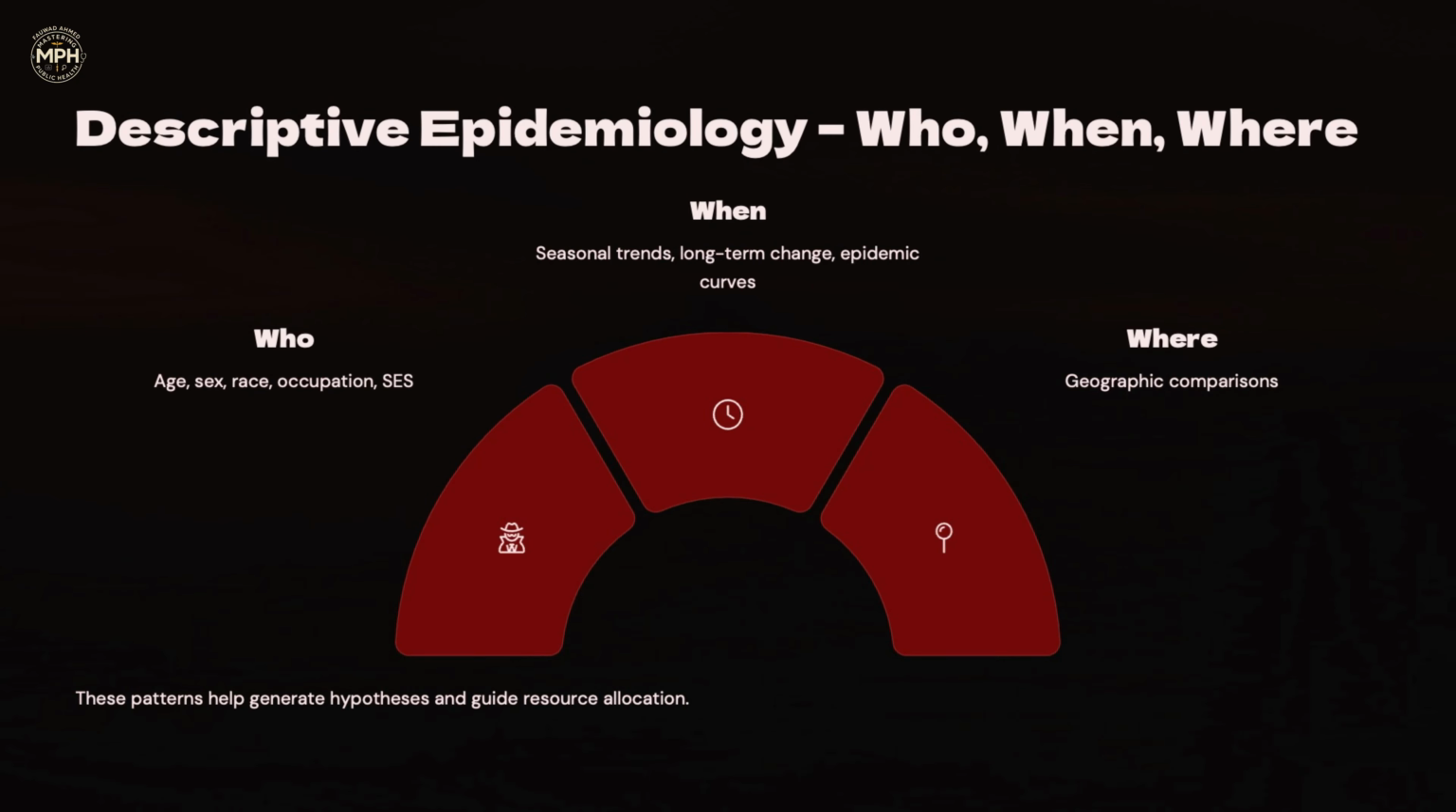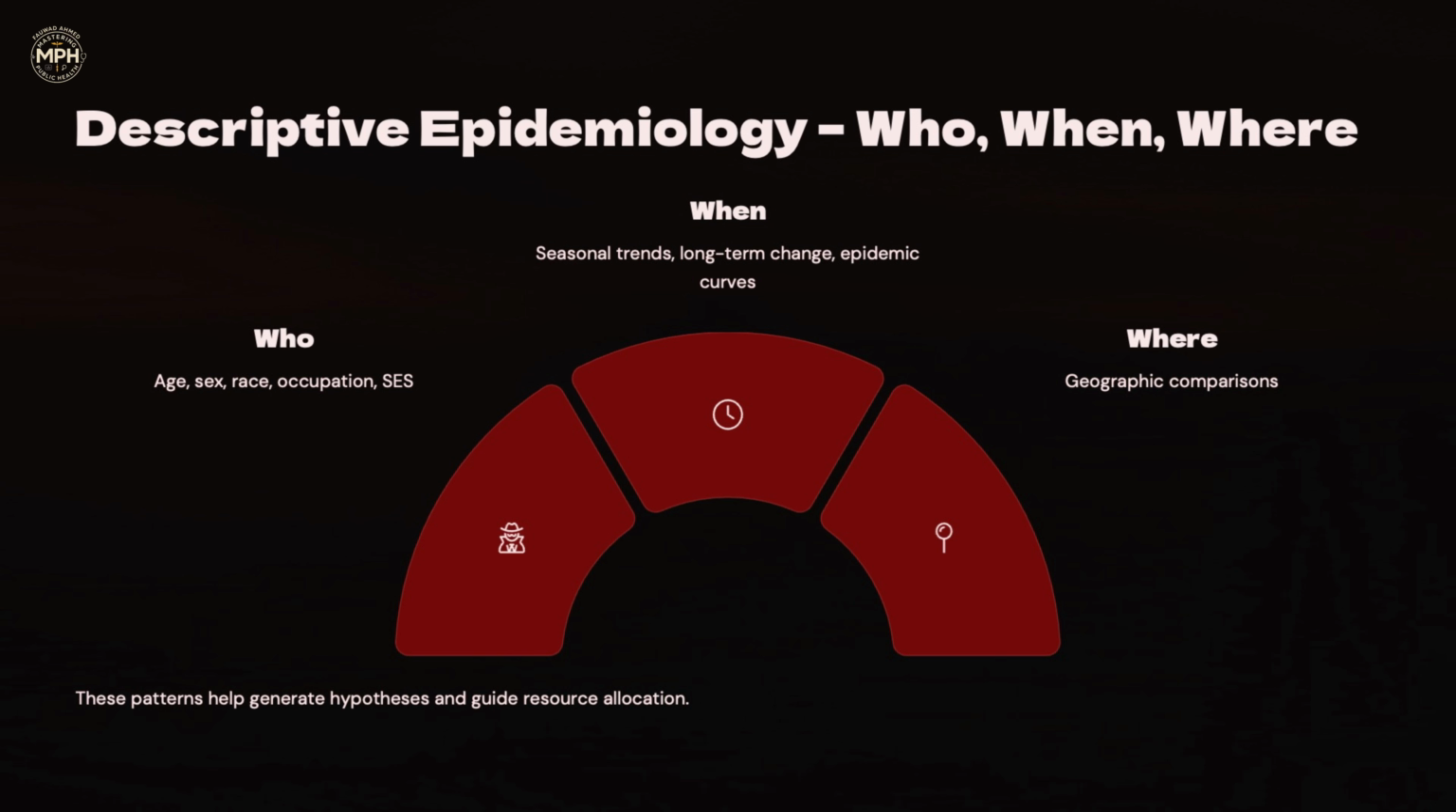Descriptive epidemiology: epidemiologists use descriptive data to understand the distribution of disease, which are the answers to the who, when, and where questions. Who is affected? This characterizes the disease victims by factors such as age, sex, race, occupation, and economic status. For example, the early AIDS epidemic identified its primary victims as gay men and intravenous drug abusers, leading to hypotheses about transmission.